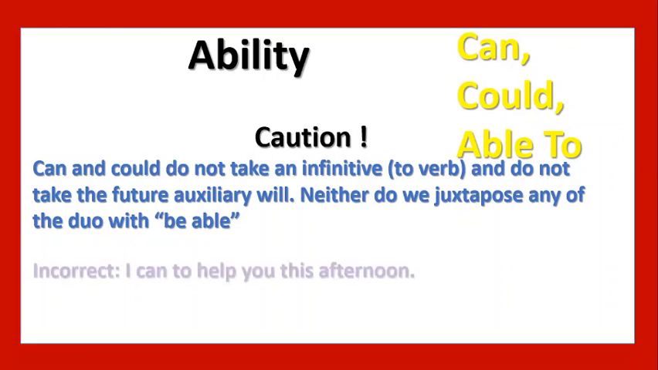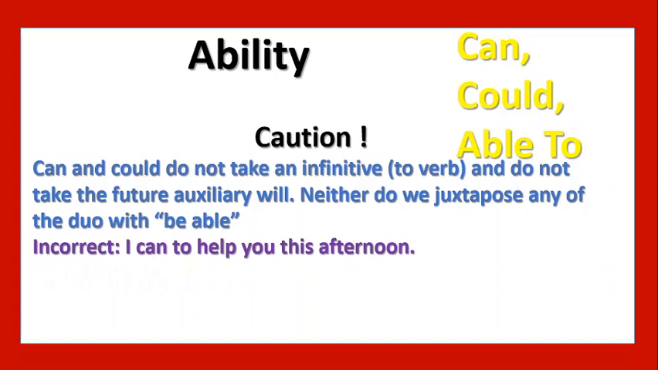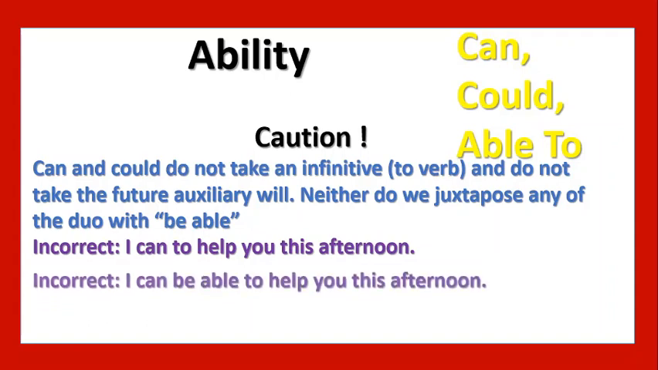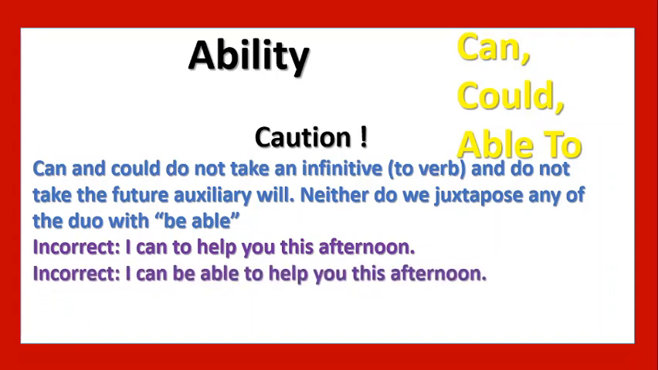Look at this sentence. What can you get from this? I can to help you this afternoon. That's wrong. Okay, let us look at the other one here. I can be able to help you this afternoon. Do you see that? Is it correct? No, we say we do not juxtapose. We have juxtaposed can and be able to. So that is what is referred to in grammar as a tautological expression. We do not want to be tautological. We'll talk about tautology later on in this series. We have the third one. I can help you this afternoon. That is the correct one.